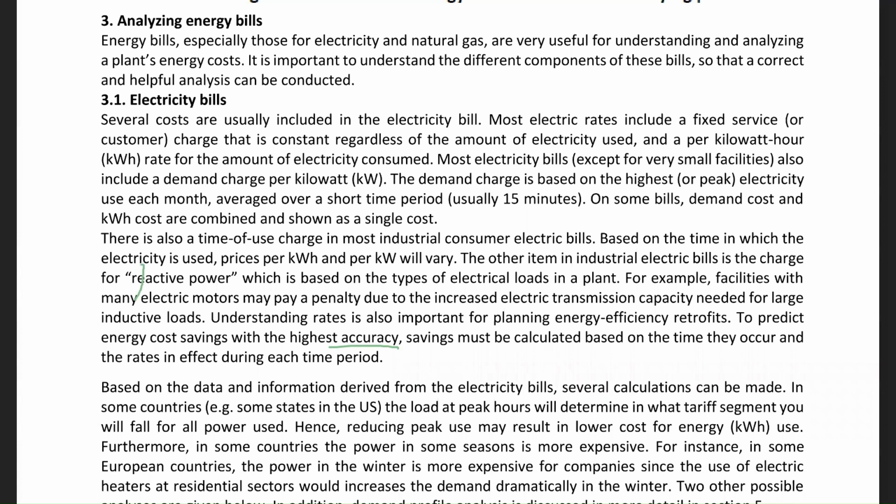If we are talking about electricity bills, it is calculated mostly on the kilowatt hour basis. Next is also the demand charge per kilowatt. So what is the demand charge? It is based on the highest or the peak electricity use each month, that is, how much electricity we have used when the demand was high. Although this component is very small.